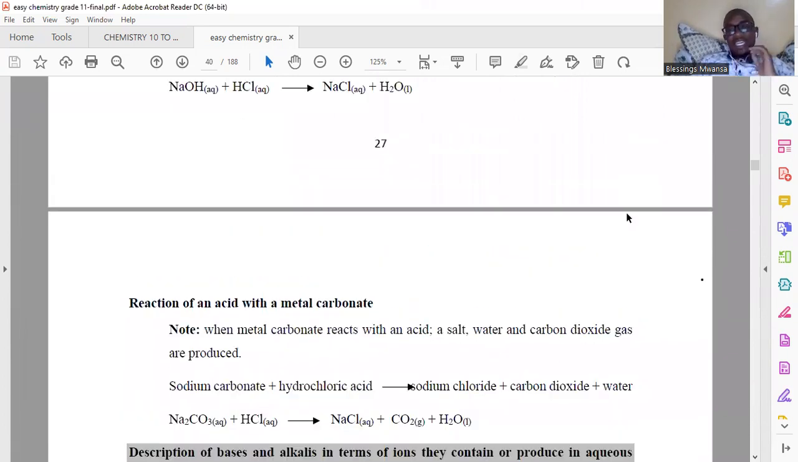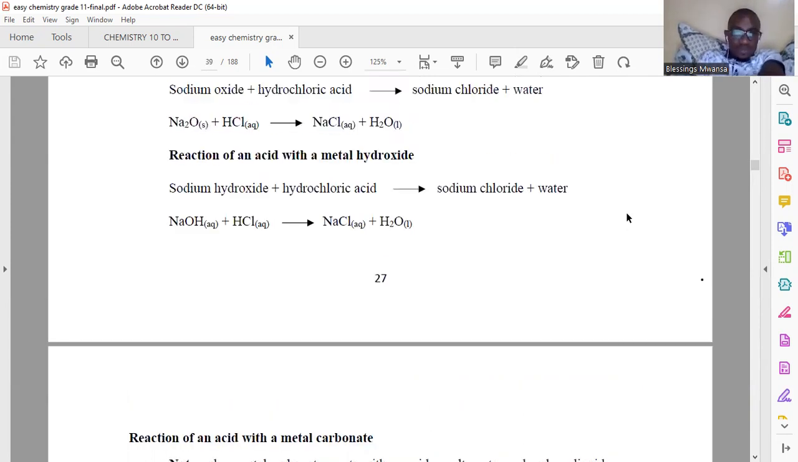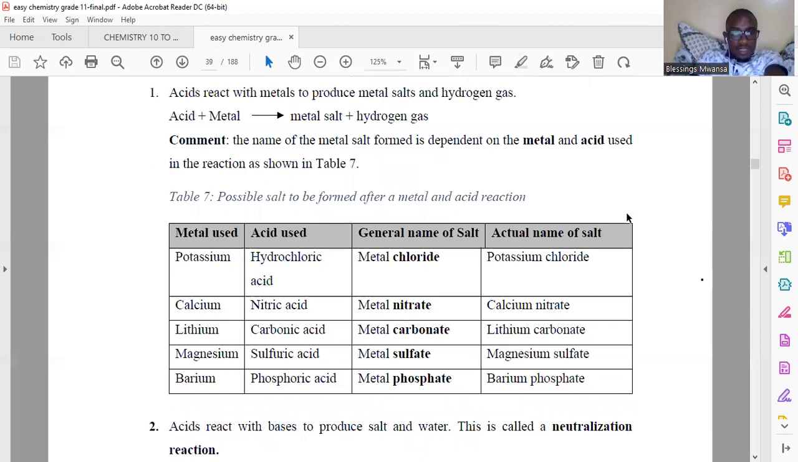So under the chemical properties of an acid, we are only going to look at three chemical reactions. The first one is a reaction of a metal and an acid to produce a salt and hydrogen gas. The second one is a reaction which is known as neutralization reaction. An acid reacting with a metal oxide or metal hydroxide. And then lastly, we'll talk about a reaction of an acid and a metal carbonate, which produces a salt, water, and carbon dioxide. So I will quickly go to the first reaction.